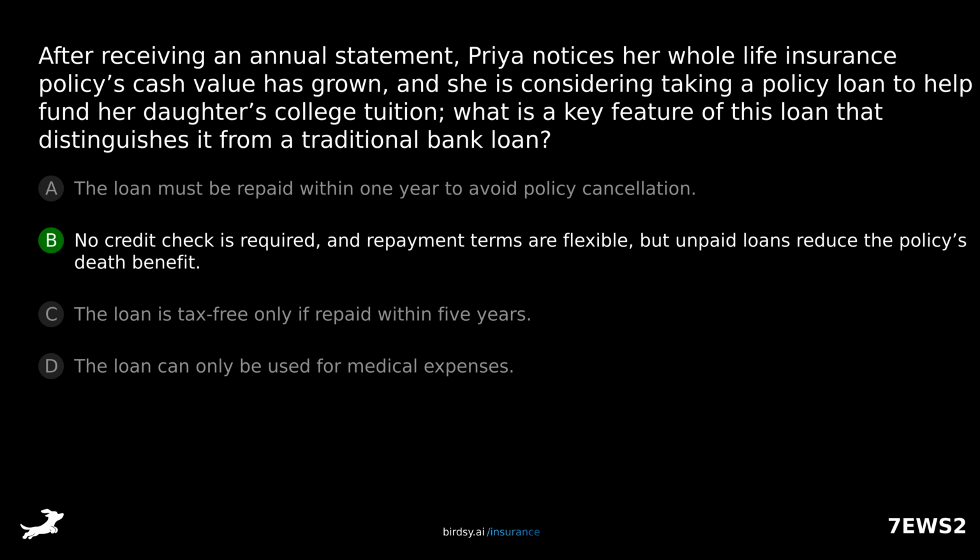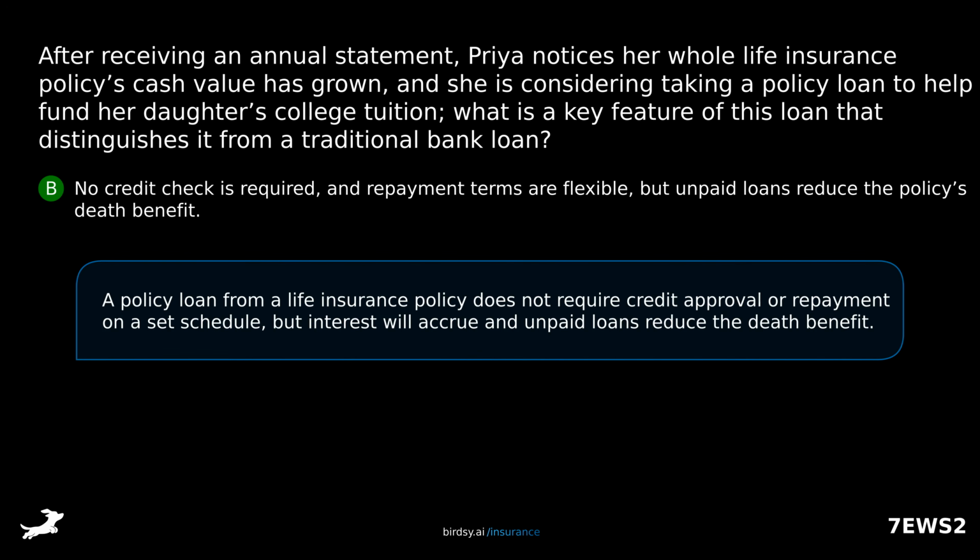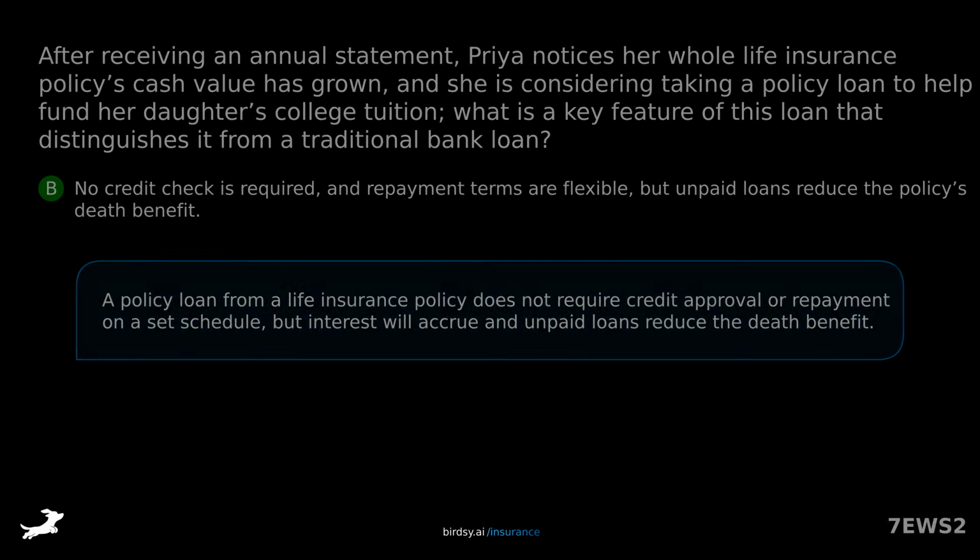The correct answer is B, no credit check is required, and repayment terms are flexible, but unpaid loans reduce the policy's death benefit. A policy loan from a life insurance policy does not require credit approval or repayment on a set schedule, but interest will accrue, and unpaid loans reduce the death benefit.